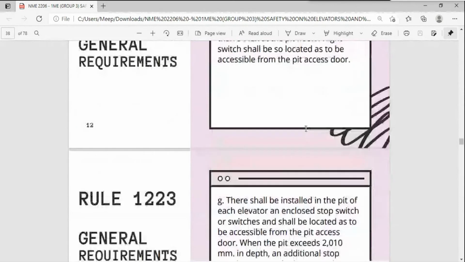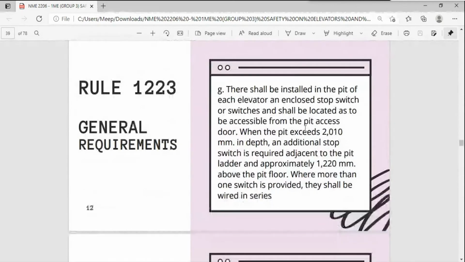Next, there shall be installed in the pit of each elevator an enclosed stop switch or switches located so as to be accessible from the pit access door. When the pit exceeds 2,010 millimeters in depth, an additional stop switch is required adjacent to the pit ladder and approximately 1,220 millimeters above the pit floor. Where more than one switch is provided, they shall be wired in series.